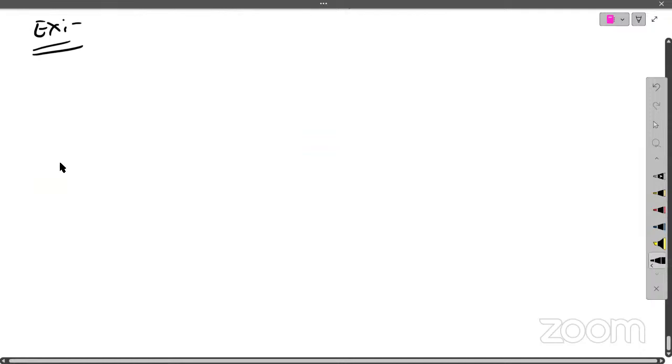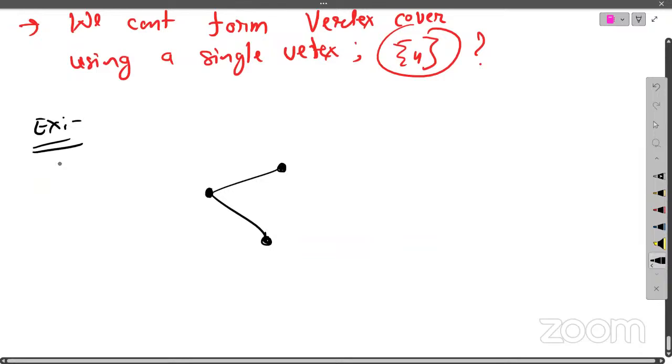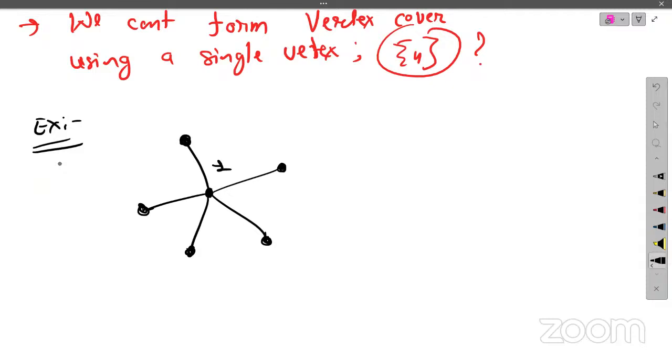Okay, so now, for example, suppose I have this. Ma'am, a small doubt. Can you please explain that again, that if we have a vertex in the center and it is connected to all other vertices? I'm coming to this example. So suppose we have such a graph with vertices 1, 2, 3, 4, 5, 6. What is the minimum number of vertices we need to form a vertex cover?